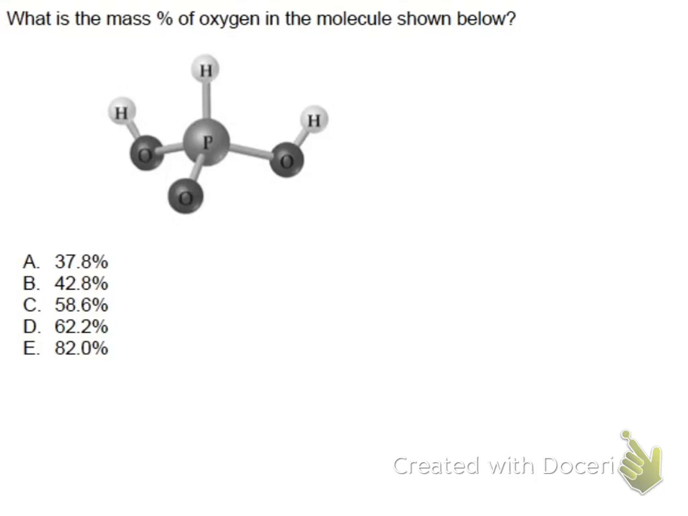Right. As always, we begin by looking at what we're being asked for and what we're being given. Here we want to know the mass percent of oxygen, and we're being given the molecule shown below. Alright, well, how to start? Let's think about what we're actually being asked for. The mass percent. How do we find a mass percent?